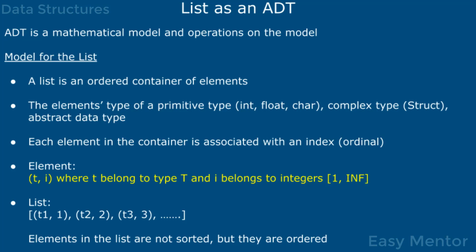A list is defined as a collection of elements that can be ordered. The elements can belong to a primitive type, or they can be a complex type, or they can themselves be abstract data types with their own set of mathematical model and operations.